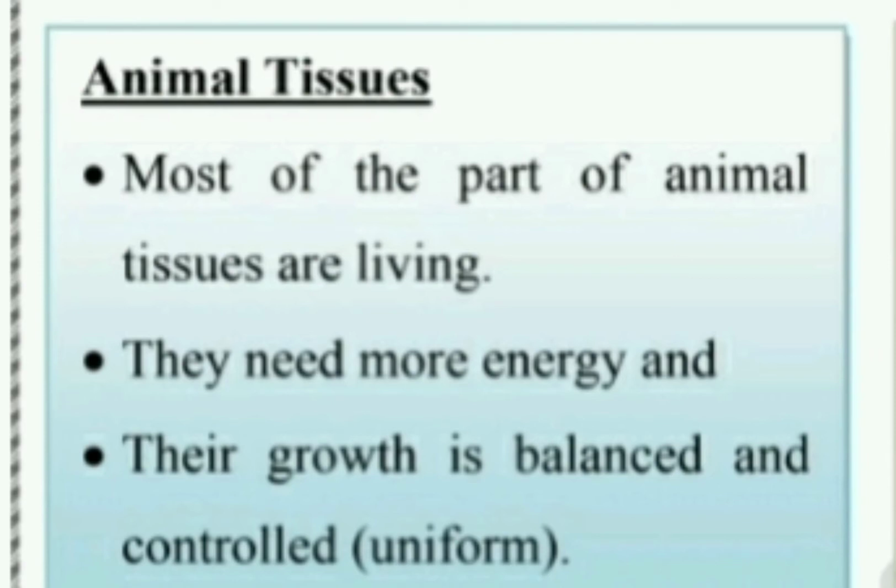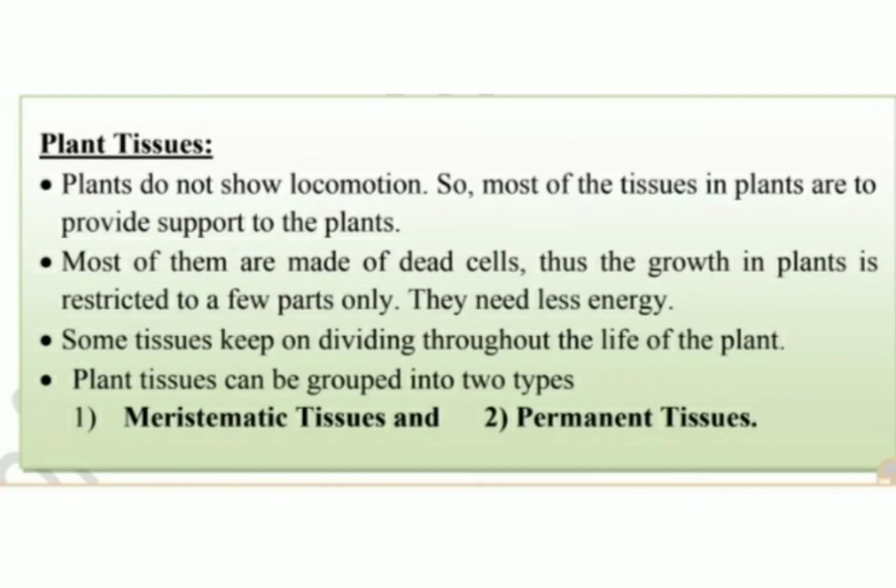Now let us study the characteristics of animal tissues. Most of the animal tissues are living, as they require more energy, and the growth is balanced, controlled and uniform. There is uniformity in the growth of these tissues, as each and every part grows in a systematic manner.